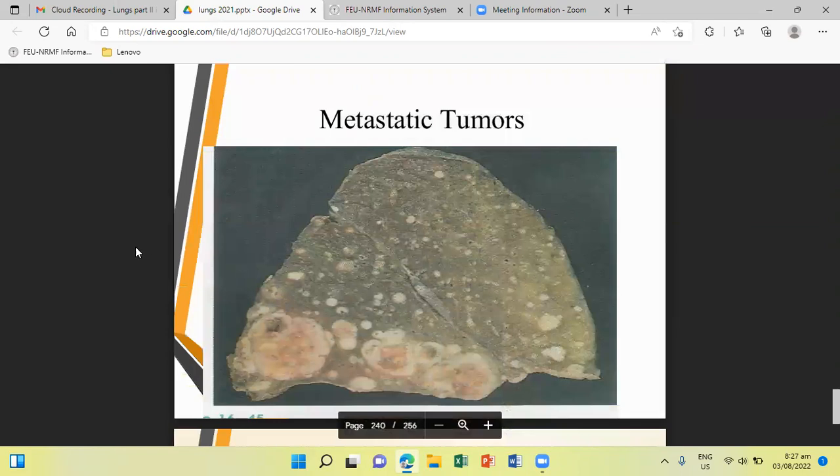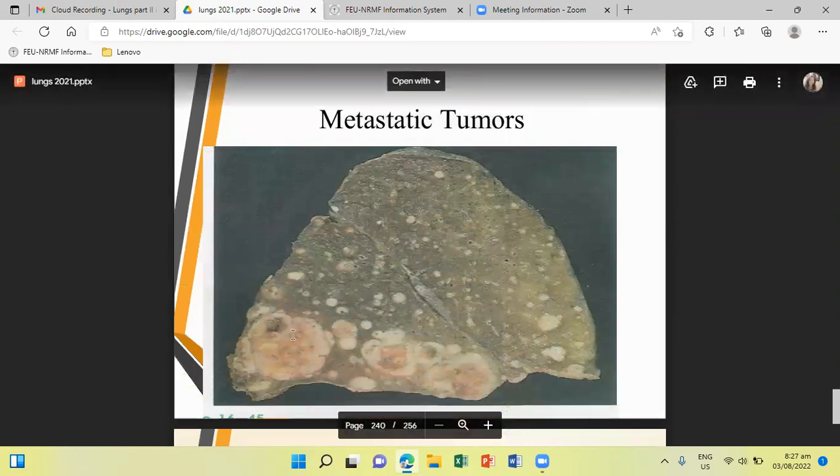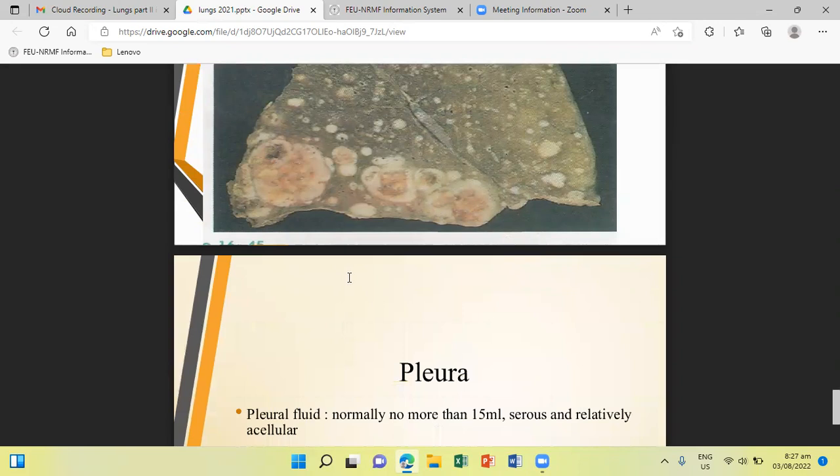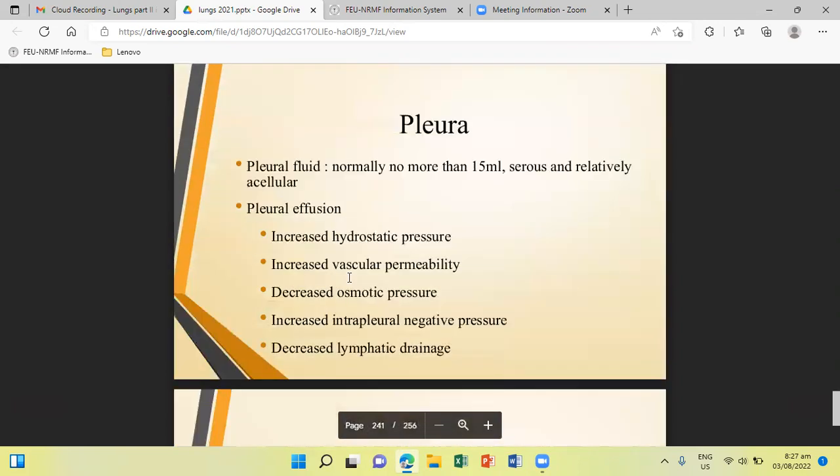So to diagnose, again, you can do a scan, insert a needle here, get a tissue sample, and say, for example, this is coming from the colon or the breast, then the pathologist will be able to tell you if it is a primary or a metastatic tumor. So we go now to pleura.